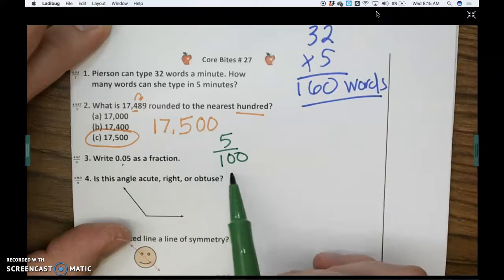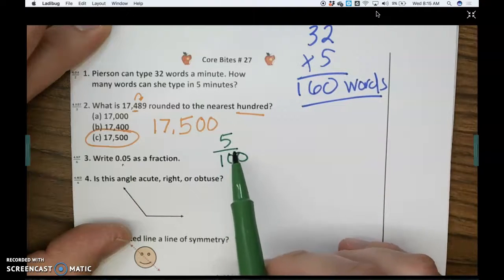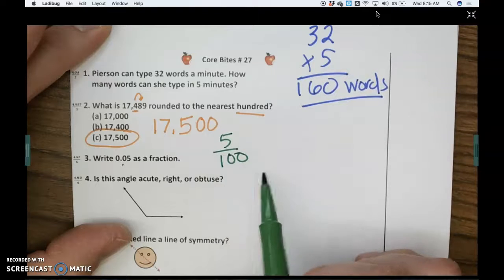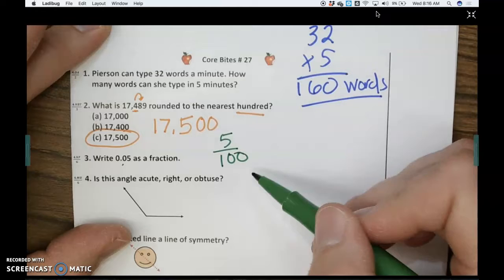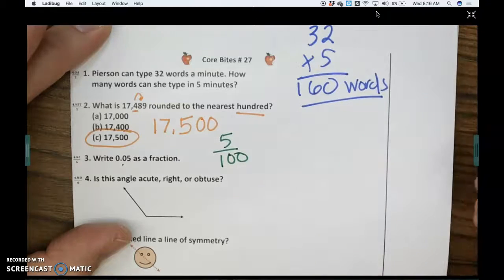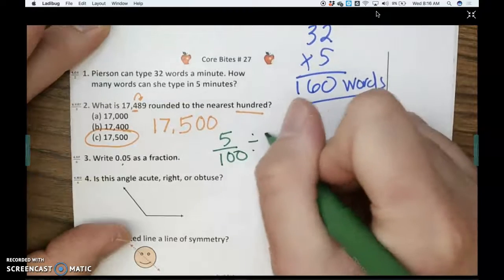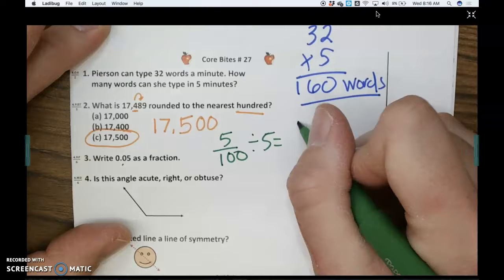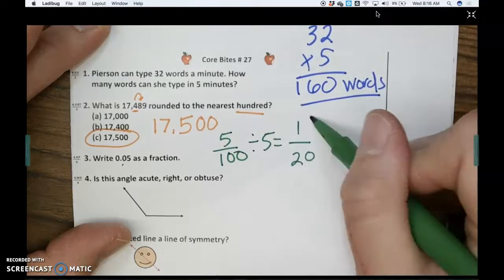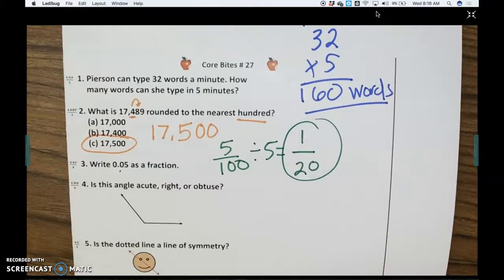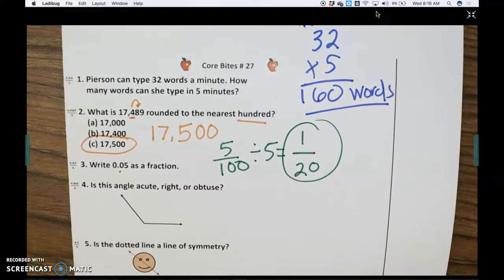Okay, and this can actually be made into a smaller number. You can reduce it. So you can actually divide each number, the numerator and the denominator, by 5. So if you divide both by 5, 5 times 1 gives you 5, and 5 times 20 gives you 100. So if you reduce that fraction, you actually get 1/20th.